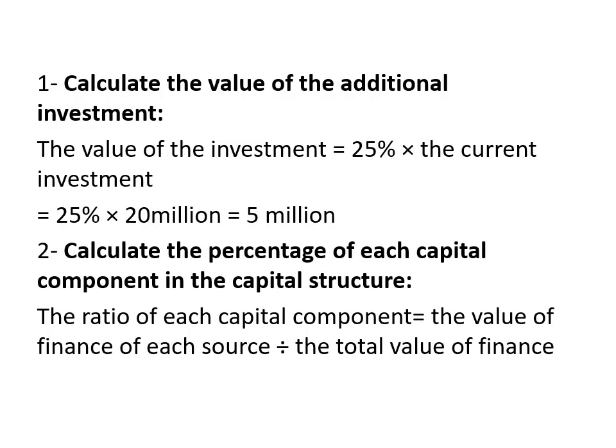In order to solve this exercise, you have to follow 4 steps. It begins by calculating the value of the additional investment, which is the value of the investment times the expansion rate, 25% times 20 million, will give you 5 million.